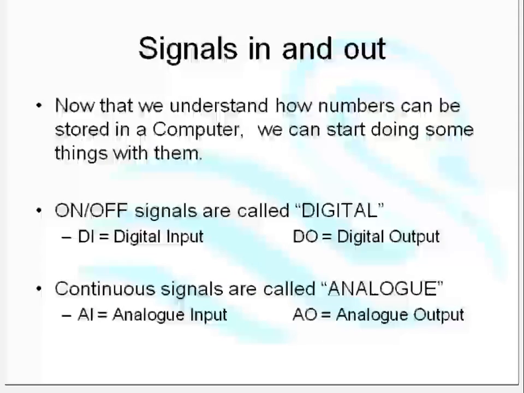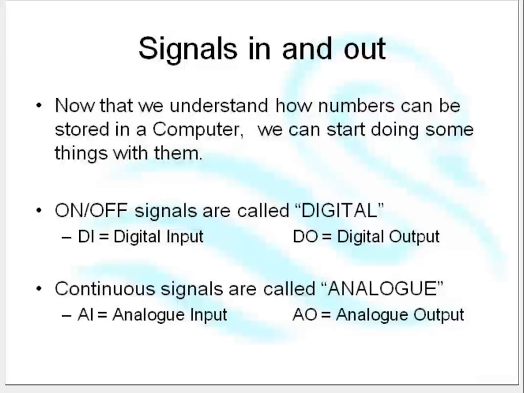Right. Today we're going to talk about putting signals in and out of PLCs. There are two types of signals we put in and out. The digital signals, they're the on-offs. So things that are on-off, start-stop, normal alarm, that sort of thing. We call them digitals, and you have digital in and digital out.